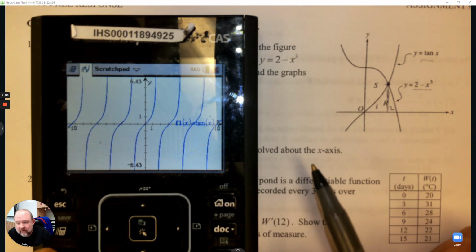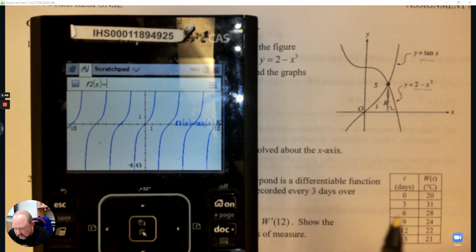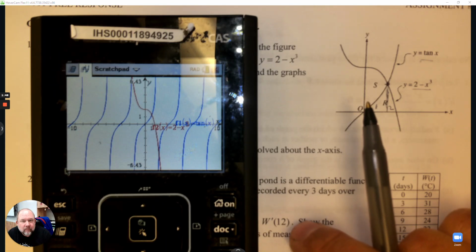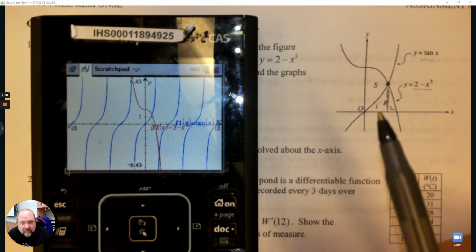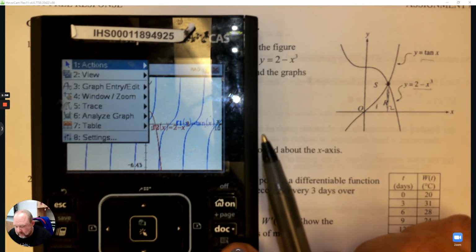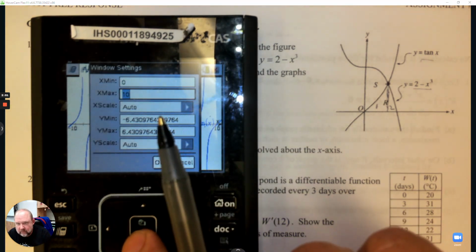And then the second function, press tab again. I'll change the window in a second. Press tab again, and it's 2 minus x cubed. So let's just put it in to begin with. Then I'm going to change the window so I can see it. So I'm just going to change it from 0 to 2. So menu, window, settings, and I'm just going to go from 0 to 2.